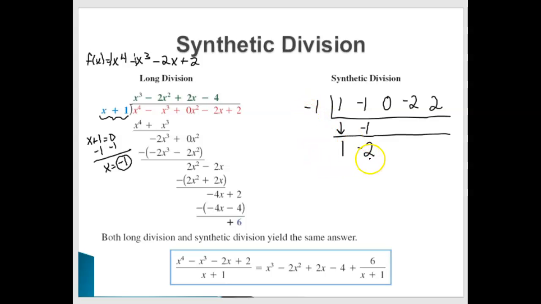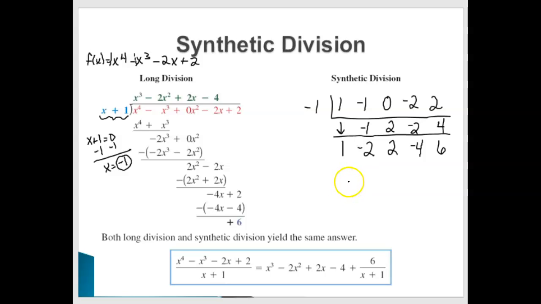I'm now going to multiply again. Negative 1 times negative 2 is positive 2. Add these guys together, you get a 2. Multiply again. Negative 1 times 2 is negative 2. And I'm going to add again, negative 2 and negative 2 is negative 4. Now negative 1 times negative 4 is positive 4. And then when I add the 2 and the 4 in the final column, I get a 6. Okay, so the mathematical part is done. That actually is the synthetic division process.